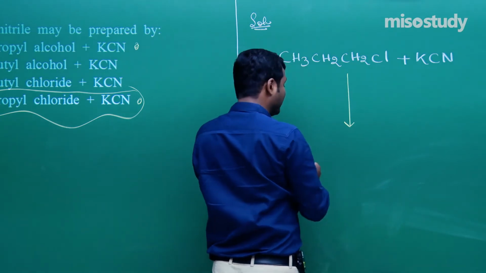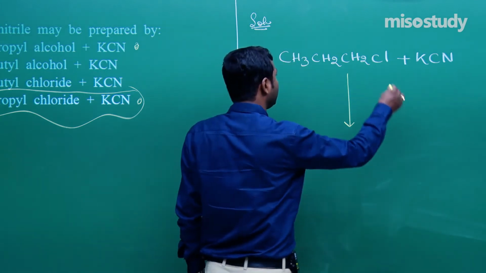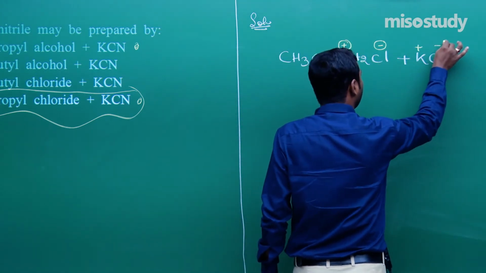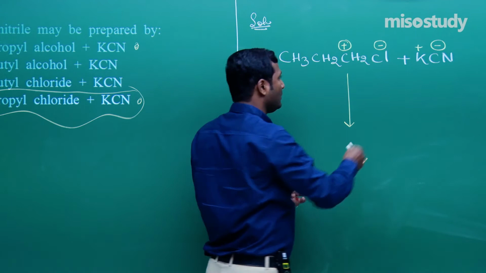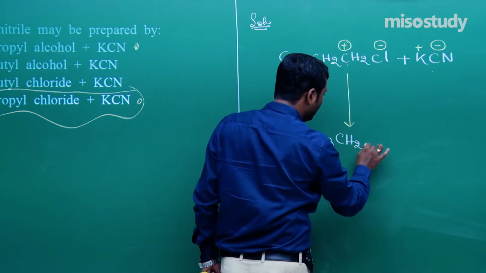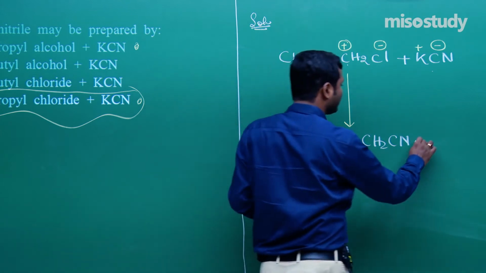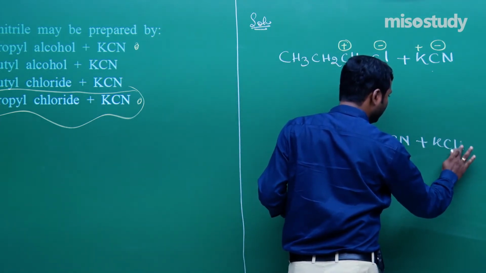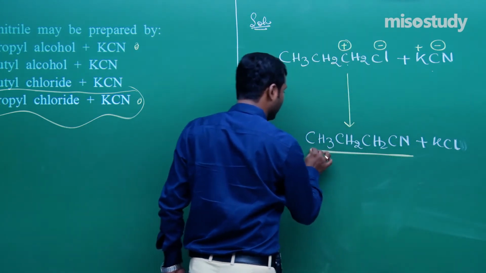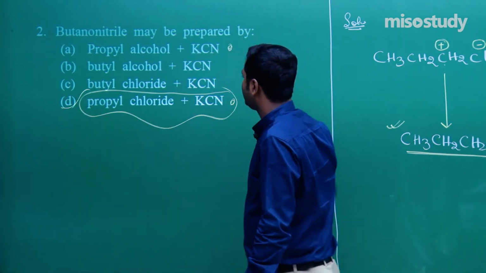Now what will happen? As I told you, if you do not know the mechanism, then put plus and minus signs. Look, this one is Cl with a minus sign, C with a plus sign. Clear to you? Now this CN will move here. The product is CH3, CH2, CH2, CN, plus KCl. This is the product. So we can say this one is butanonitrile. So for this case, D is the correct option.